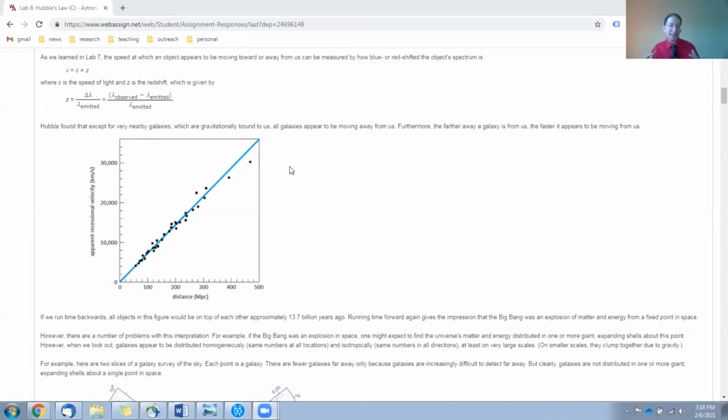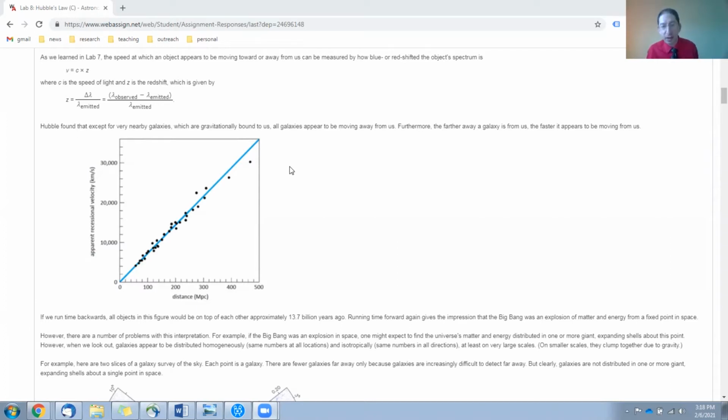Now, the galaxies that are very, very close to us, like our sister galaxy, Andromeda, or the other galaxies in our local group of galaxies, they are gravitationally bound to us and to each other. And so they can be moving towards us due to our mutual gravitational attraction. But once you get out beyond the local group, everything's moving away from us.